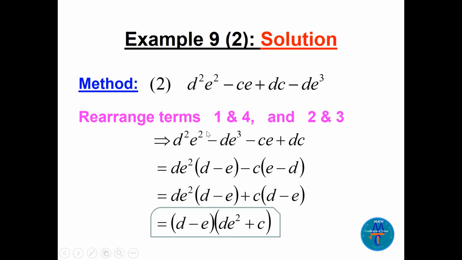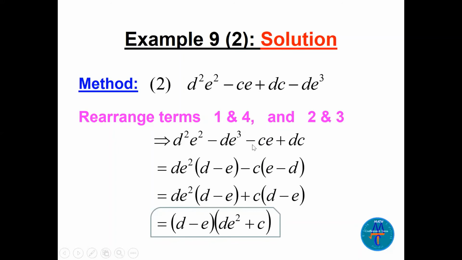Now let's see how we can do that. I can rearrange it, the first and the fourth. So D squared E squared minus the last one here, DE cubed. Now I take second and third, so minus CE plus DC. There is a little trick here. In the first two now, what is common is D. See, D is power 1 here, power 2. And E squared, E cubed, I take E squared. Inside, I write D minus E.